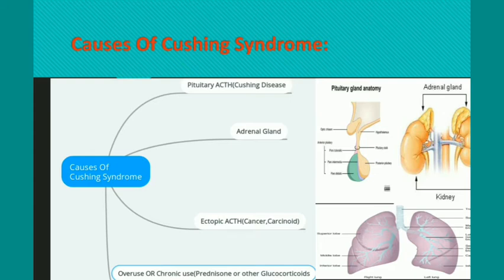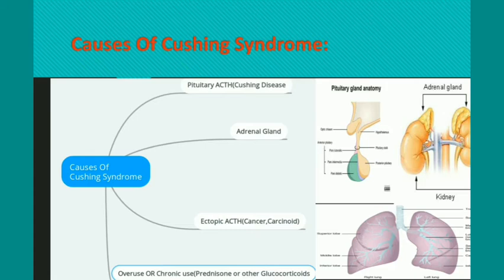What are the causes of Cushing syndrome? There are broadly 4 causes. 1. Overproduction of adrenocorticotropic hormone from the pituitary gland. This condition is called Cushing disease. 2. Overproduction of glucocorticoids autonomously in the adrenal gland. 3. Ectopic production of ACTH from lung cancer or carcinoid tumor. 4. Overuse or chronic use of prednisone.